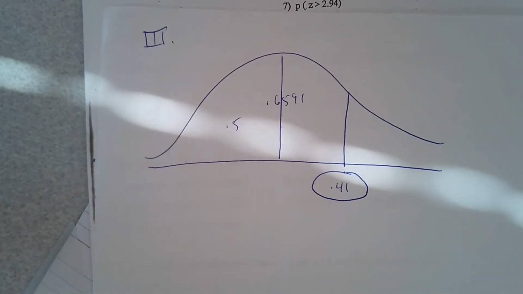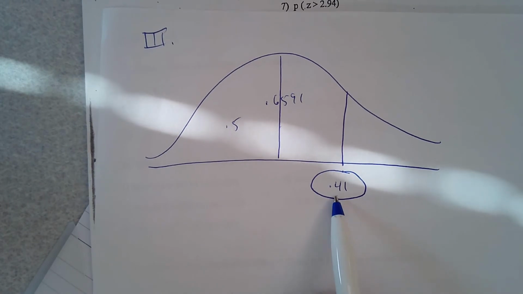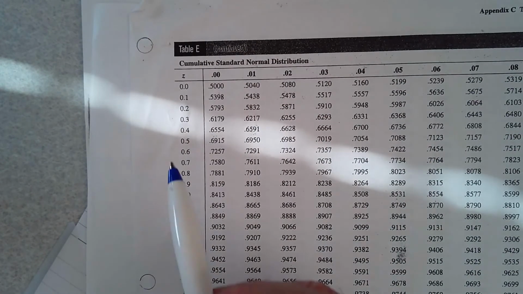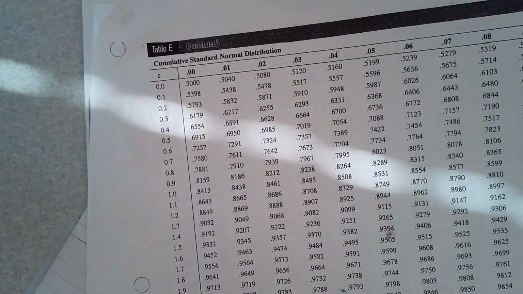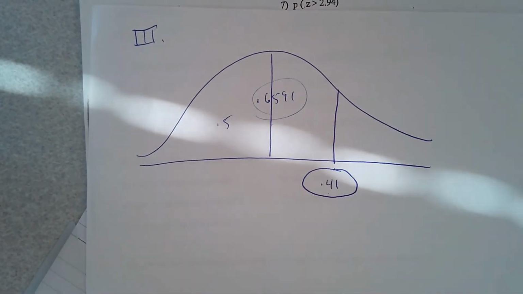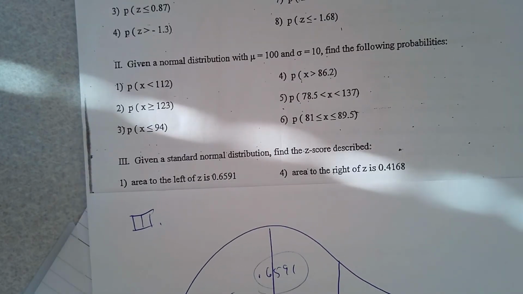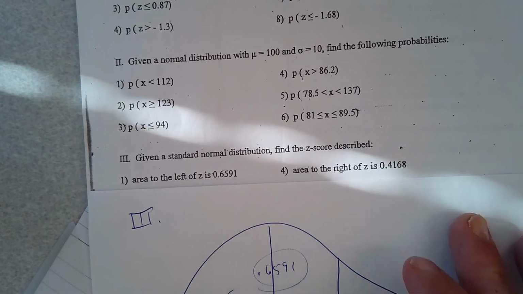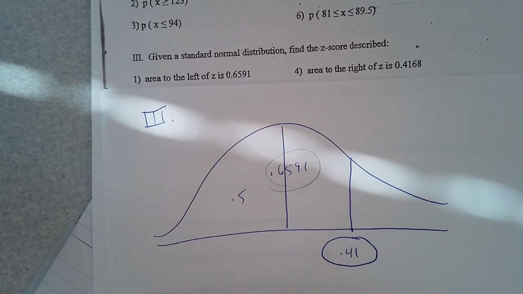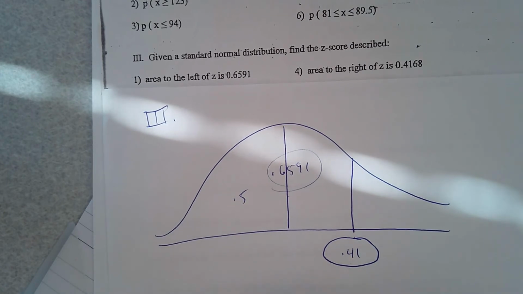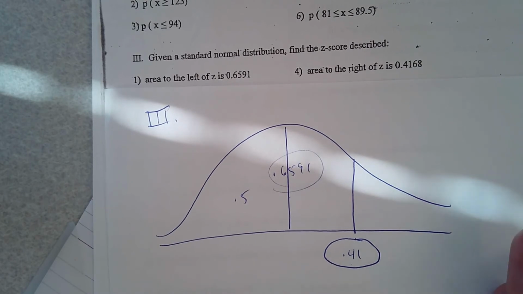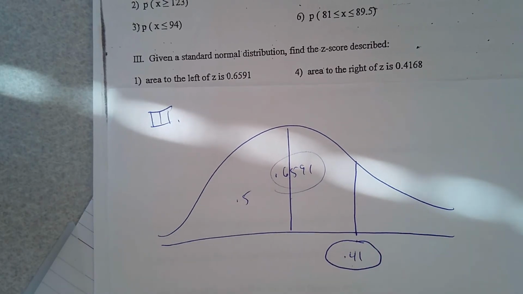So again, if you had a Z-score of 0.41, if you look that up in your table, the area was 0.6591, and that's what we want to know. The area to the left was 0.6591. Now, if we do an area to the right, the area to the right is 0.4168, so I'm going to start from the right-hand side. And because it's not greater than 50%, I know it's going to fall on this side.